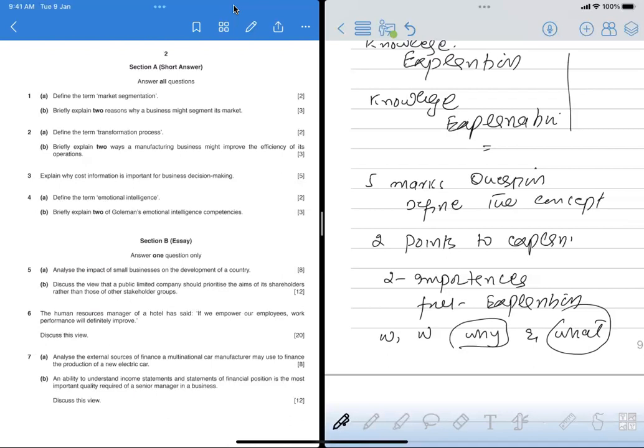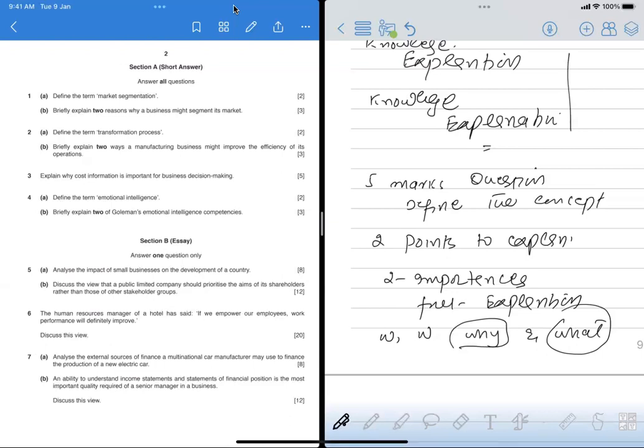Again, if you look at question number 4, this is somehow the same. Define the term emotional intelligence. Again, I repeat, you give 2 things in your emotional intelligence definition. Then you move on, briefly explain 2 of Goleman's emotional intelligence competencies. It's briefly explained. You give 2 competencies, for example, self-awareness and self-control. You give a 1-liner explanation for self-control, and you can give an example too. You give a 1-line explanation for self-awareness, and you can give 1 example too. The 3 marks question is okay with that.